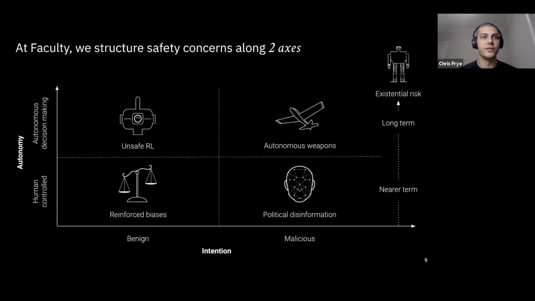And at Faculty, we structure these concerns along 2 axes. The horizontal axis is the intention of the technology's designer, with benign or even benevolent intentions on the left and malicious intentions on the right. The vertical axis is the autonomy level of the technology, with human controlled at the bottom and autonomous decision-making at the top. The vertical axis correlates with time. So present day AI is somewhere at the bottom, and more futuristic concerns like existential risk are at the top. And it's also worth noting that this is just meant to be a rough structure to organize our thinking around AI safety problems.